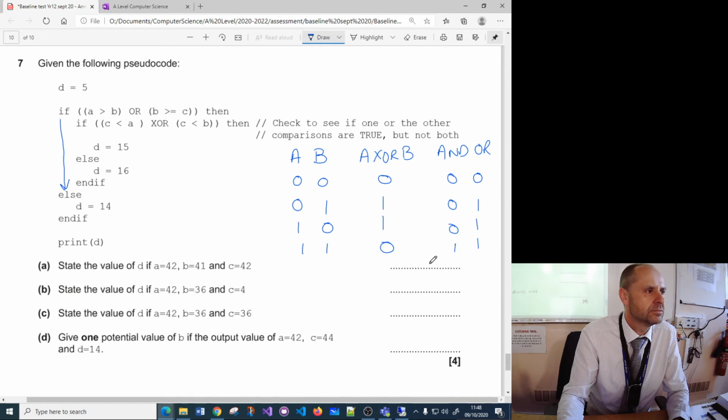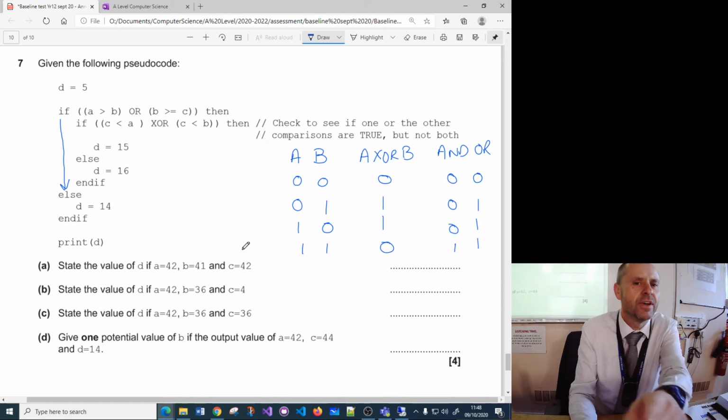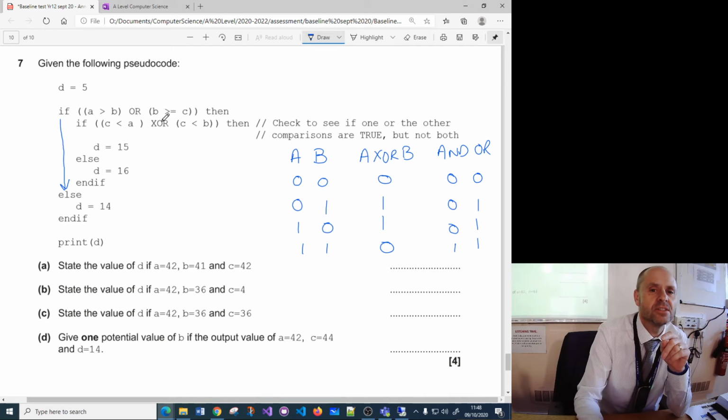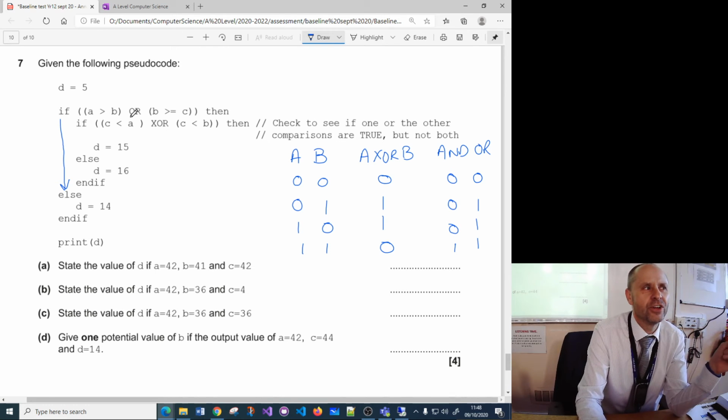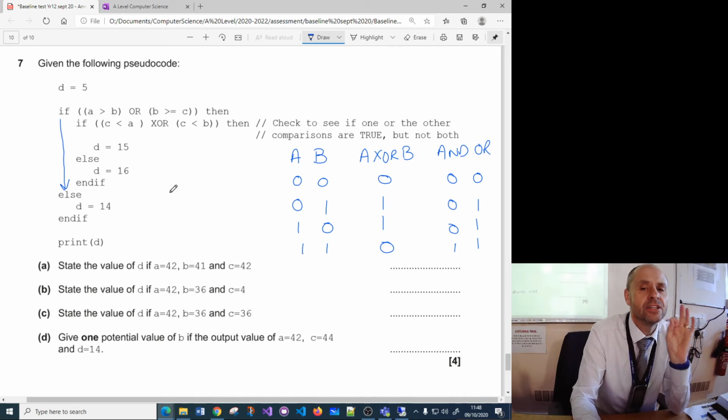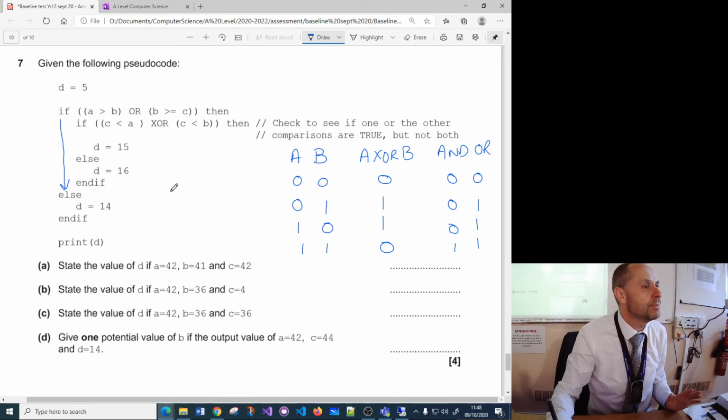Yeah? No. No? What have I done wrong? A is bigger than B. Ah, A is bigger than B. So this is true, isn't it? The rest of it, and the really key point when you're doing these, if you are doing an OR and the first thing is true, you don't even have to look at the second one. No point, is there? You've got a true already.